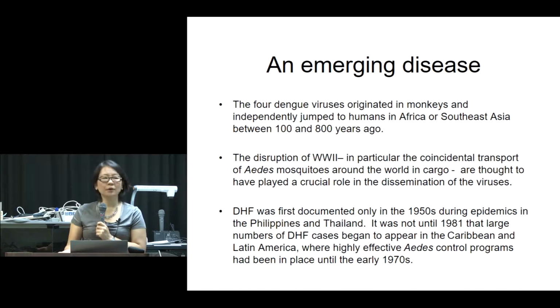So dengue fever was first documented only in the 1950s during epidemics in the Philippines and Thailand. And it was not until 1981 that a large number of cases began to appear in the Caribbean and Latin America, where highly effective Aedes control programs had been in place until the early 1970s.